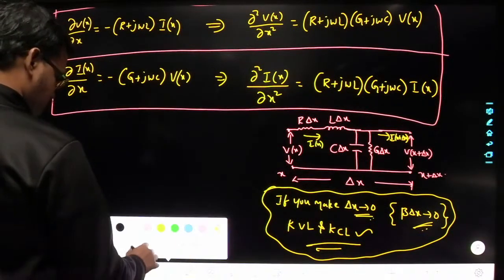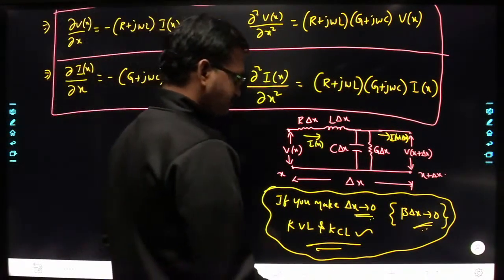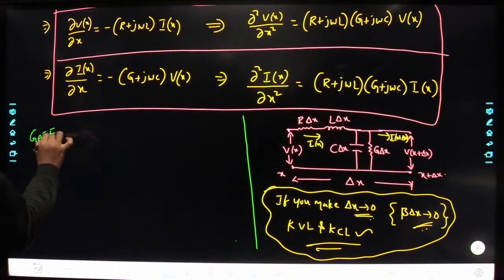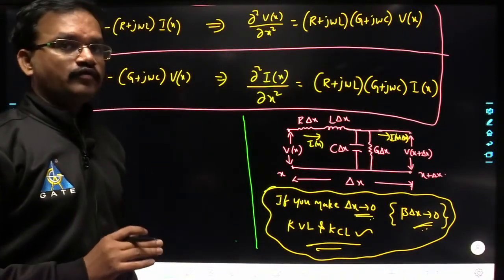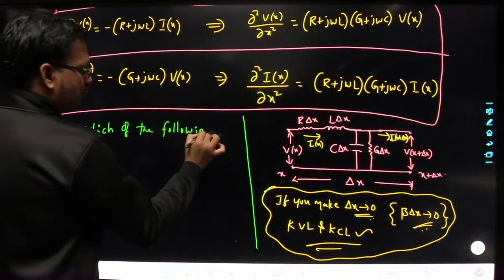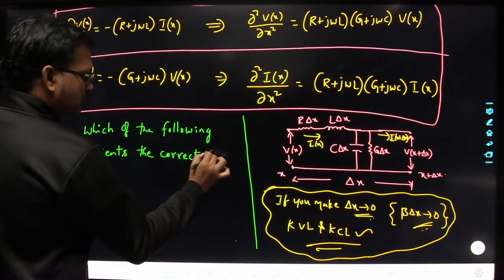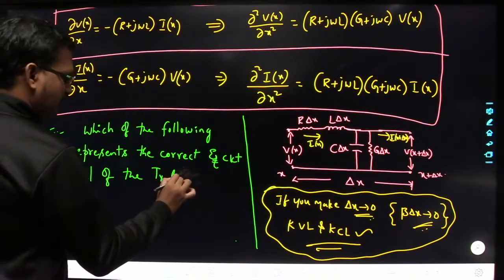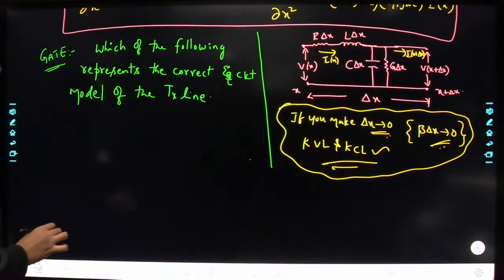Next, see here. In a previous year GATE, they have asked one question. That is, which of the following will represent the correct equivalent circuit model of the transmission line?